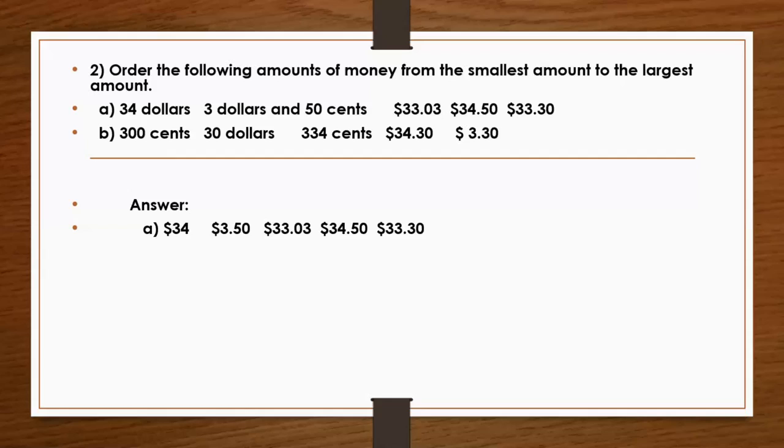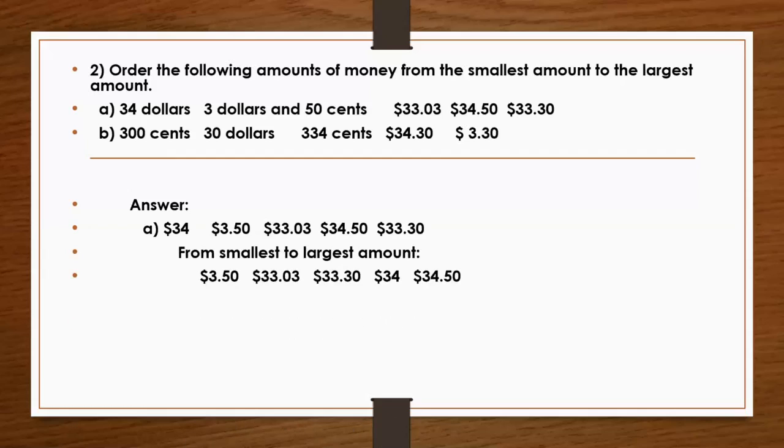Why did I put everything in one format? Because it feels easy to arrange the amounts of money. So now we can arrange the amounts of money from the smallest to the largest. So it's easy to identify and easy to find the answer. So how will you arrange the money? That is from smallest amount to largest amount, in ascending order. So which is the smallest money among this set of amounts? That is $3.50, followed by $33.03, $33.30, $34 and $34.50.